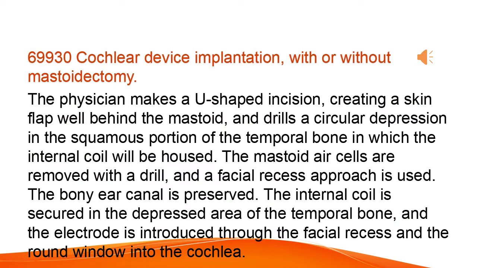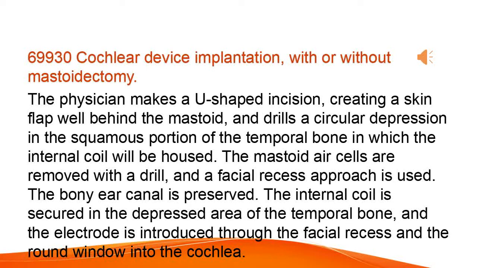Cochlear device implantation, with or without mastoidectomy. The physician makes a U-shaped incision, creating a skin flap well behind the mastoid, and drills a circular depression in the squamous portion of the temporal bone in which the internal coil will be housed. The mastoid air cells are removed with a drill, and a facial recess approach is used. The bony ear canal is preserved.